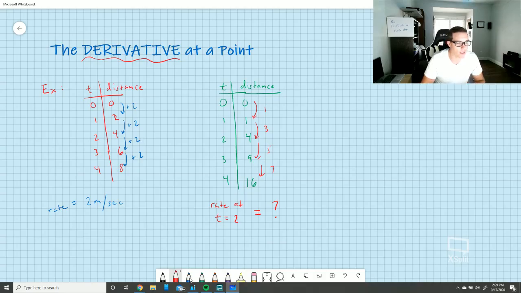In this first example, it's pretty easy. I was going 2 the entire time. It doesn't matter at time 0, time 1. I was always going 2 feet per second, 2 meters per second. But in this one, I was speeding up. But if I asked you how fast was I going at this moment, I was at position 4. That was my distance. But how fast was I going there? That's the question we want to get at today. That's the idea. So how are we going to do that?